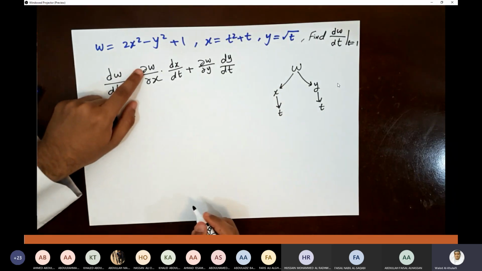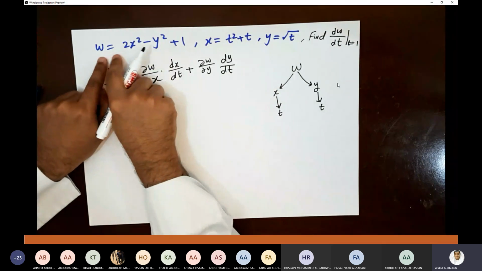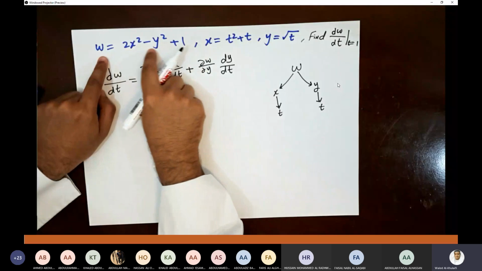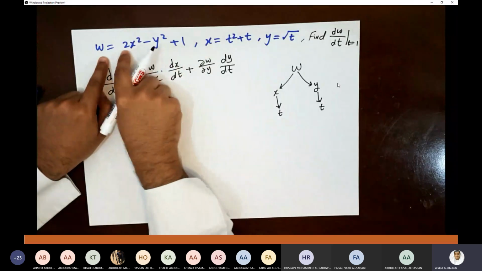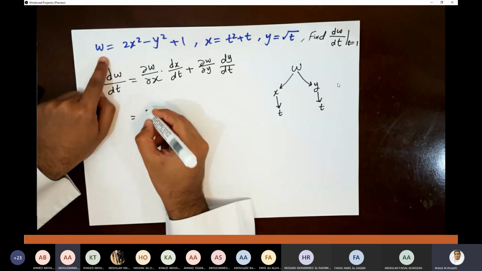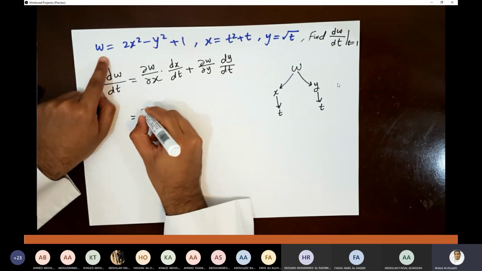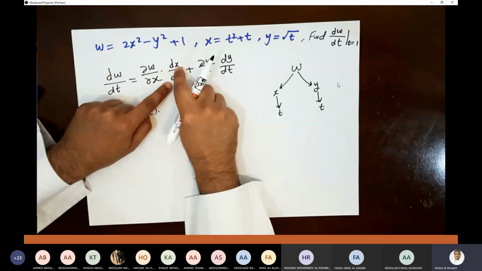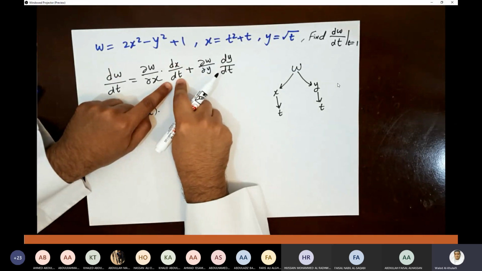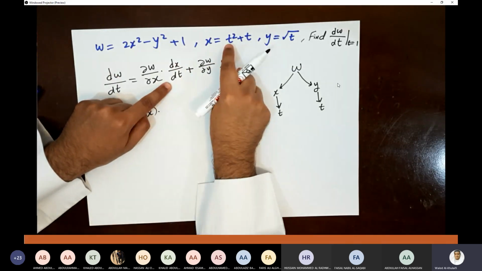Now, partial w by partial x, this is it. What is partial w by partial x? Anyone? Raise your hand. I think it's simple. 4x. 4x. Excellent. 4x times, I will put between brackets, dx by dt. Look, dx by dt. What is dx by dt?